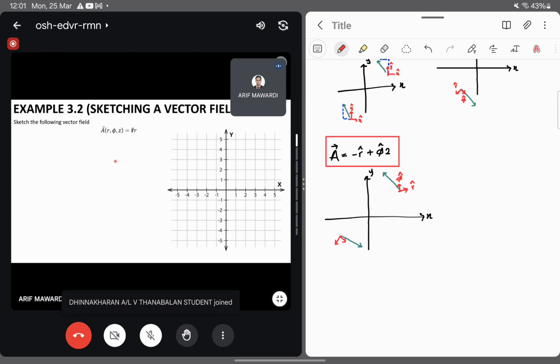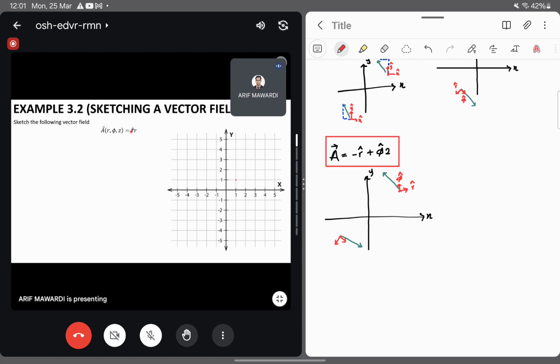Okay, let's try this one. Now our vector field is given in the cylindrical coordinate system. First, I want to sketch the vector at this point. You notice that now our vector is expressed in the cylindrical coordinate system. To sketch the vector, the first step is to draw the unit vectors.